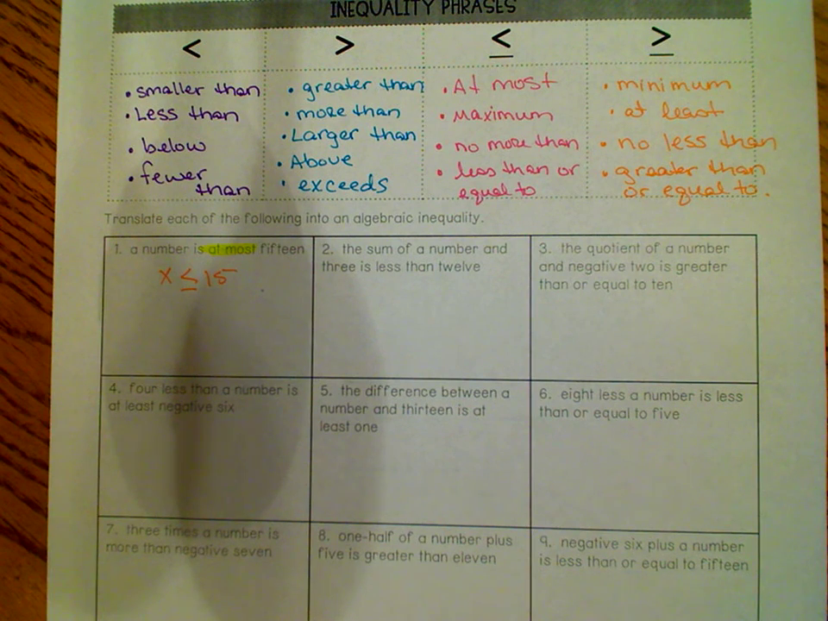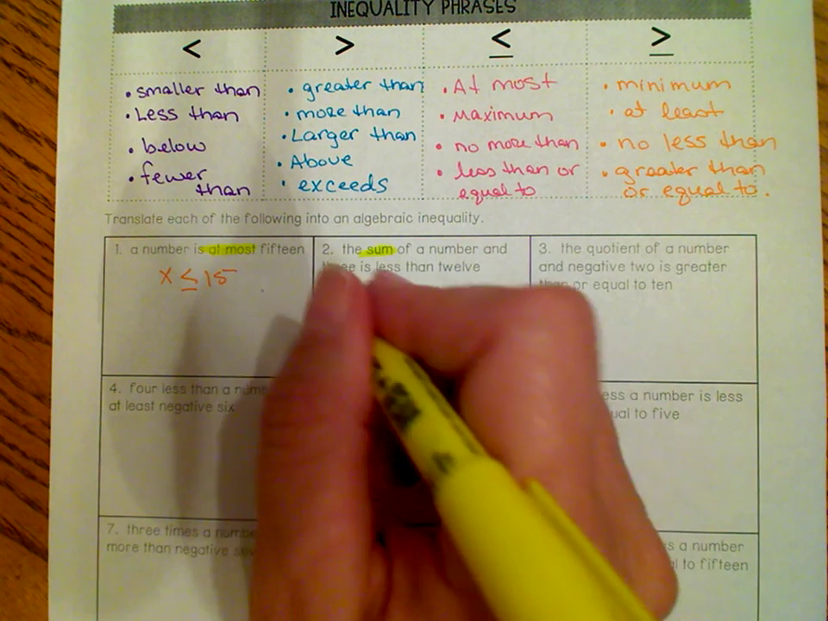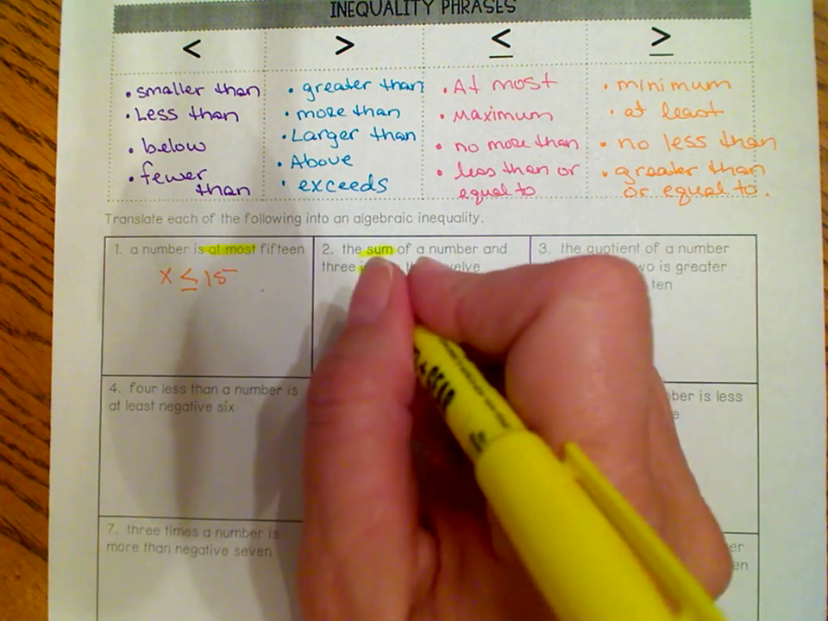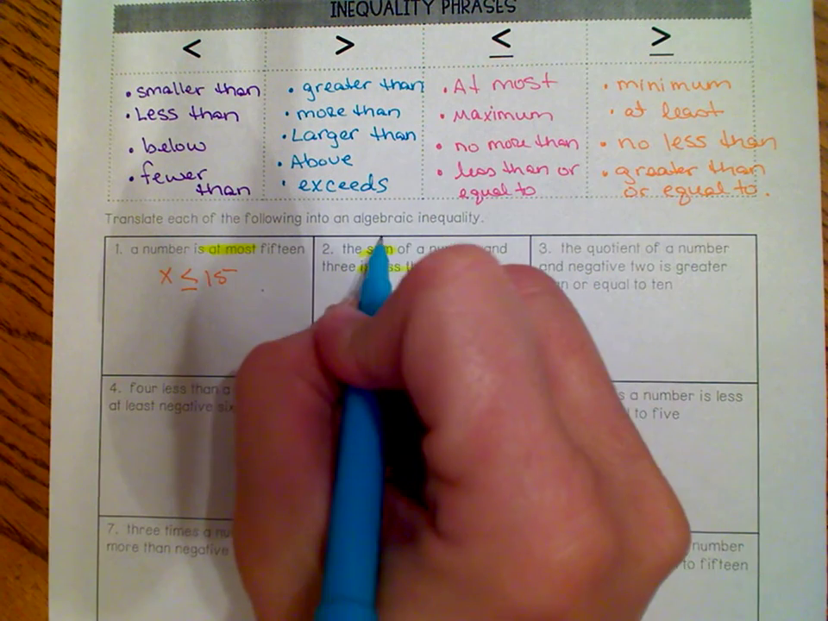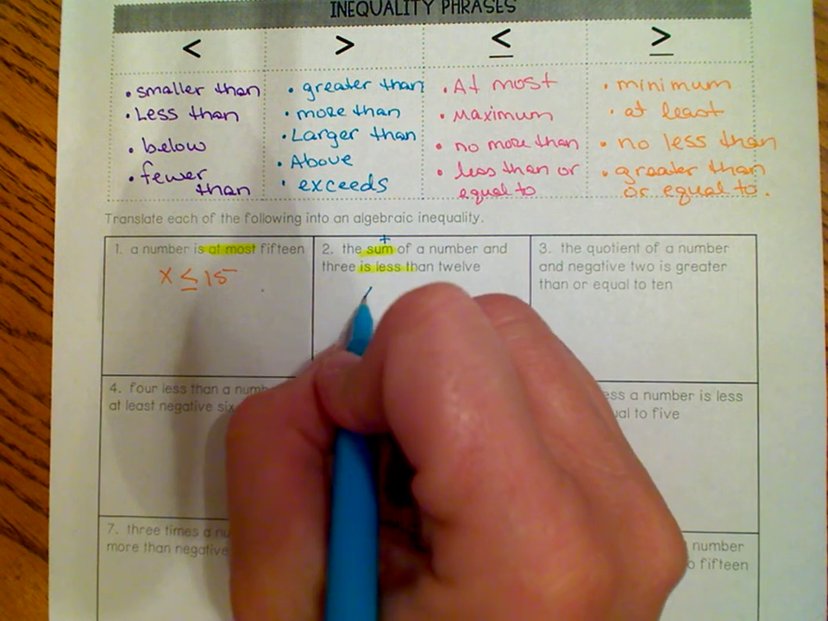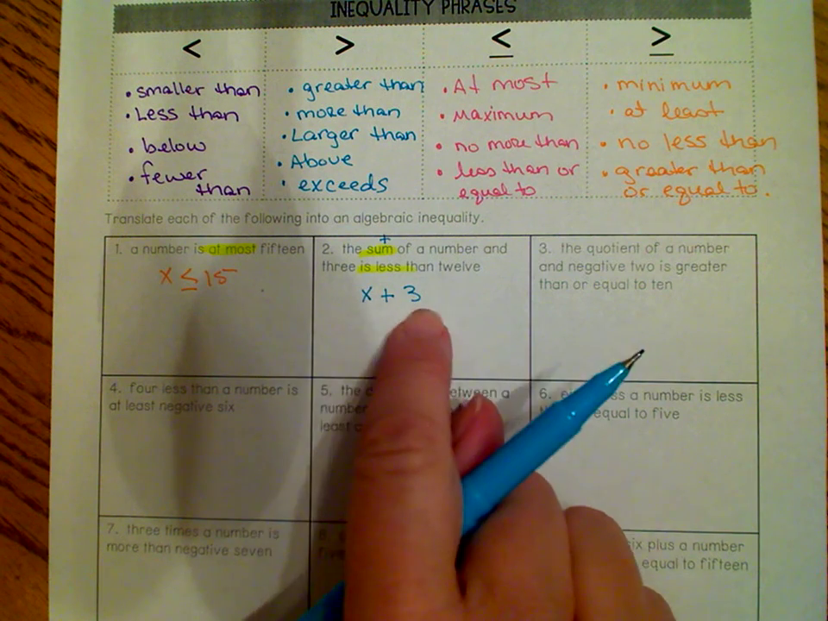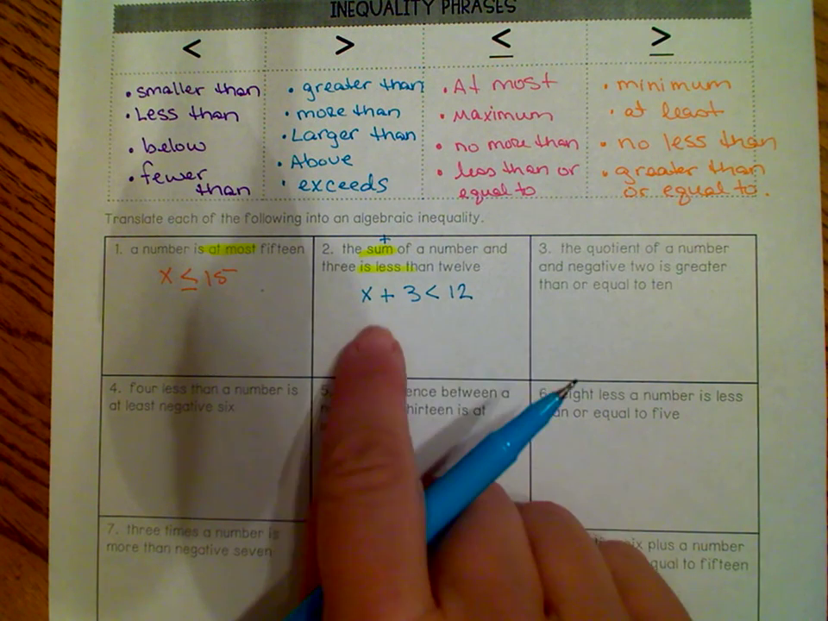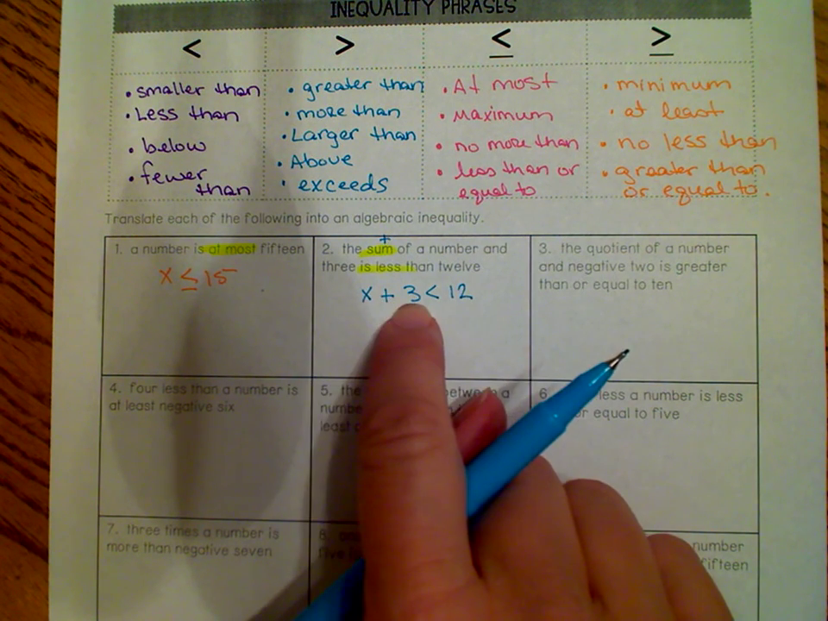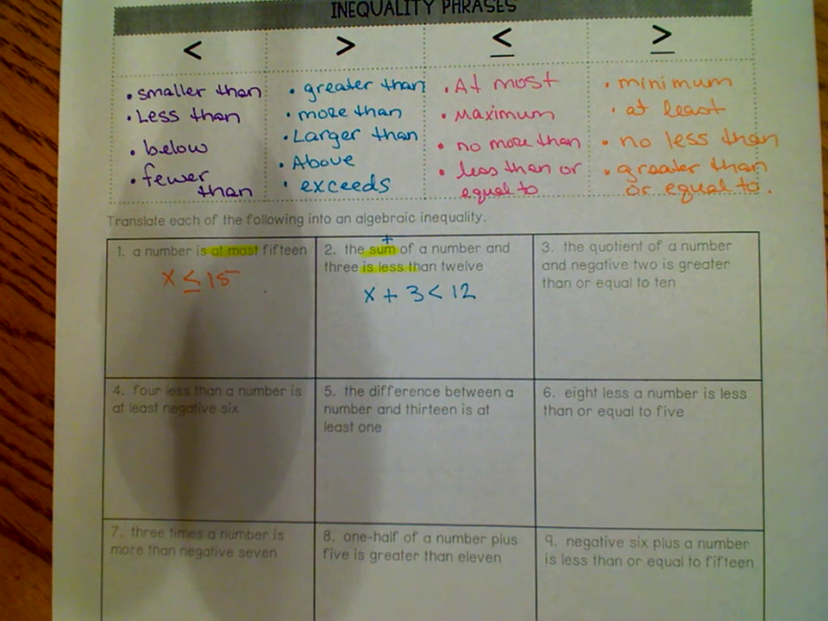Number 2. The sum of a number, so sum is another keyword, of a number and 3 is less than 12. Okay, lots of words in there. When I read it, we need to write it. And we know the sum is the keyword for addition of a number. So we have a number plus 3. So the sum of a number and 3, so x plus 3, is less than 12. Okay, we always look for our keywords.